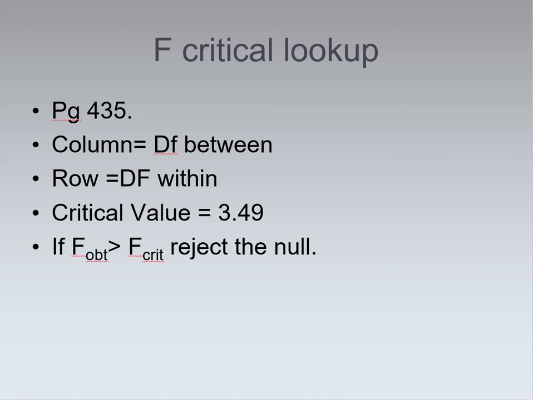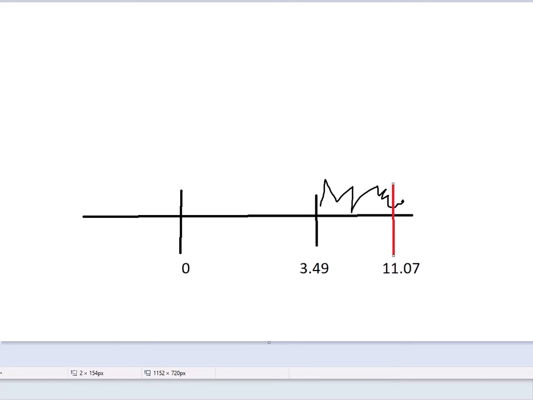Now remember, you can always draw this out if need be. Now we can see from here that the 3.49 creates the critical region. All the area to the right will cause us to reject it. The 11.07 falls in that region, so therefore we would reject it.